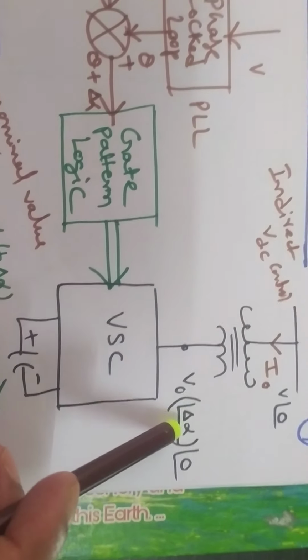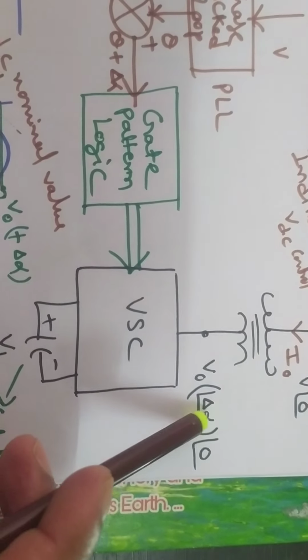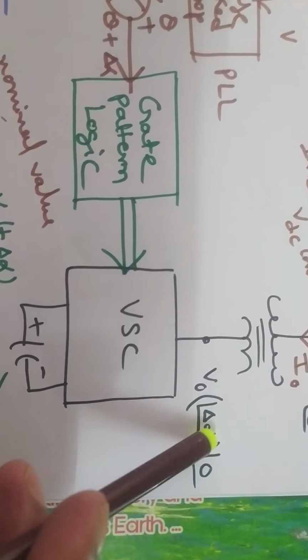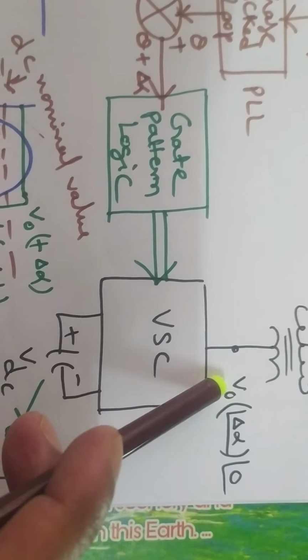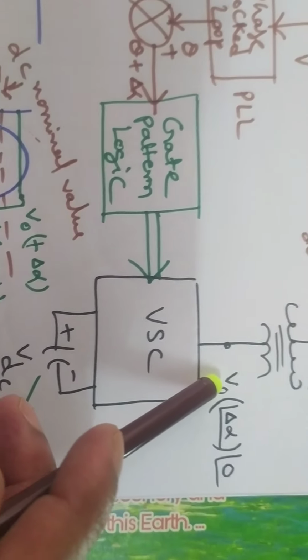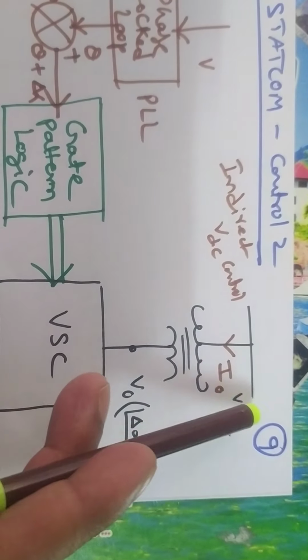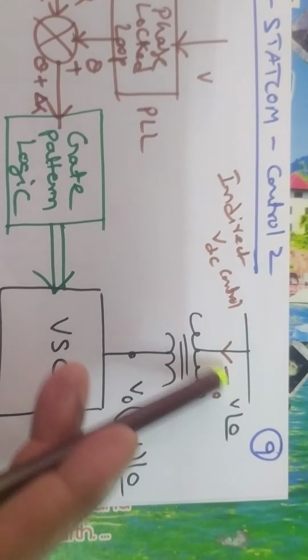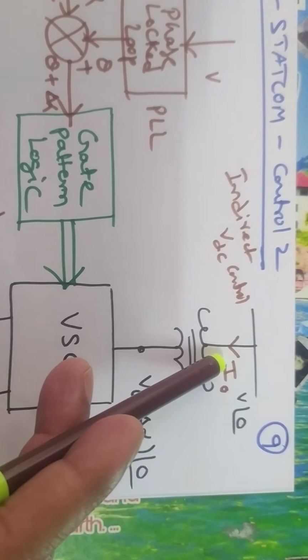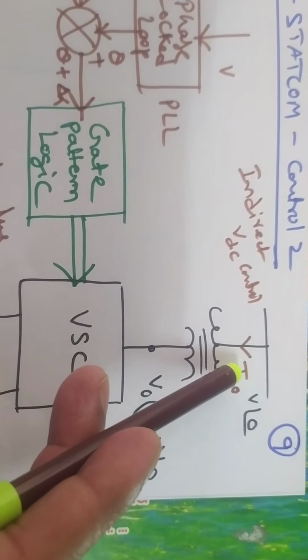So here, by controlling the delta alpha, V naught is a function of delta alpha. By controlling delta alpha, you can change the V naught value. By changing the V naught value, I naught can be controlled. So the I naught and V will decide the type of leading or lagging reactive power.